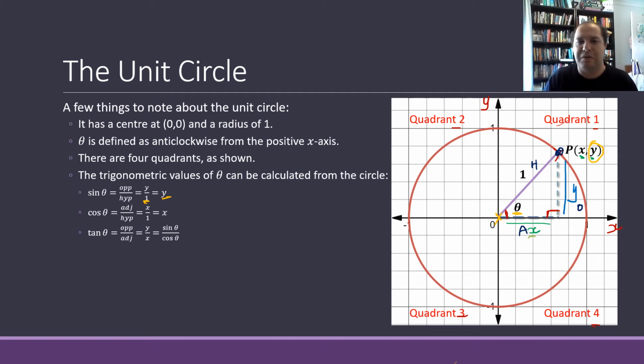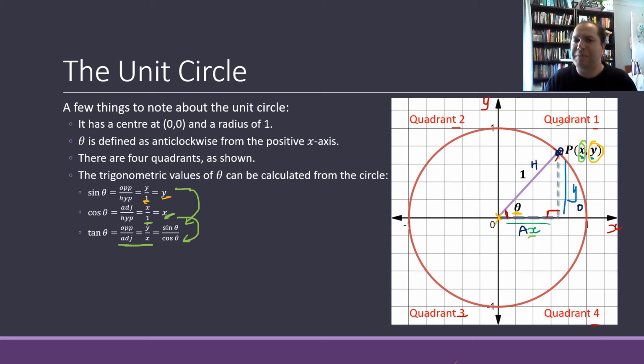The same for x, right? X is our adjacent side, so cos of our angle will be x over 1, adjacent over 1, which is just x. So the cos value of this angle is just the x coordinate of this point on the circle, where we've got our radius of 1 and our angle to the x-axis. Tan is our opposite over adjacent, that'll be y over x, which we can also rewrite as, given the information we got at the start here, y is sine theta, x is cos theta, so we can express tan as sine divided by cos.